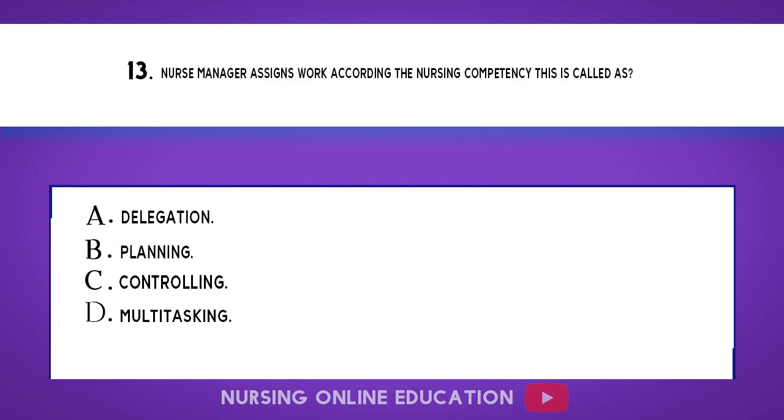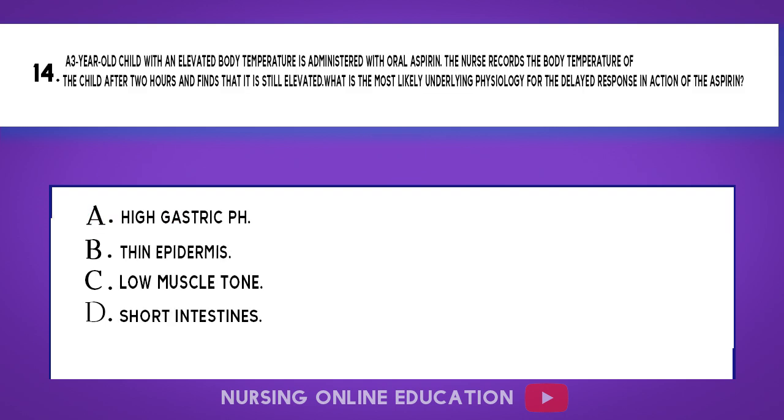13. A nurse manager assigns work according to nursing competency. This is called A. Delegation, B. Planning, C. Controlling, D. Multitasking. The answer is option A. Delegation.